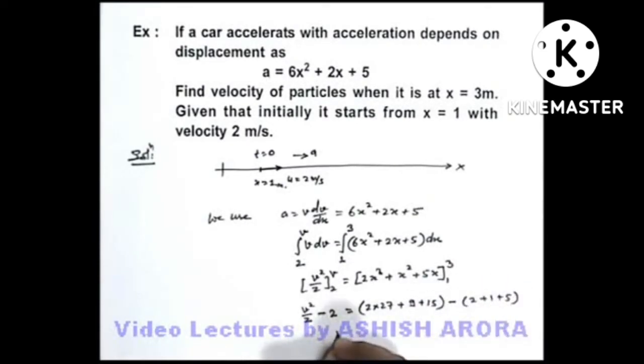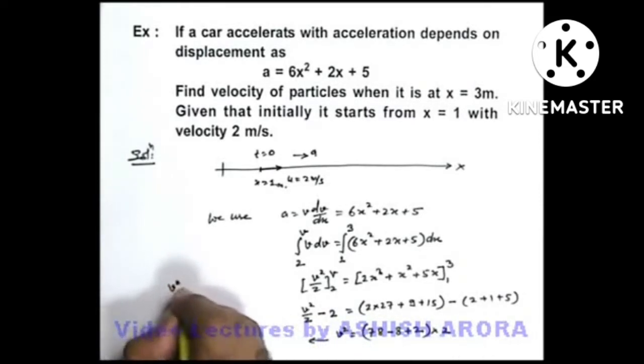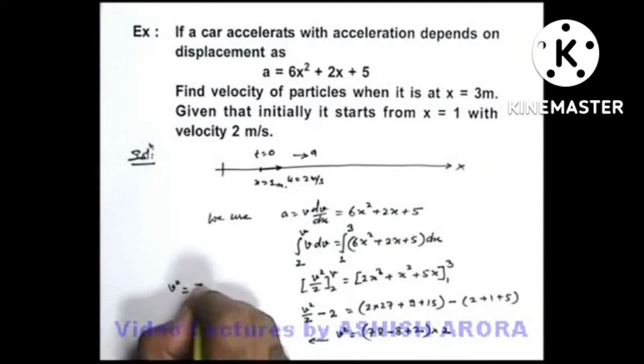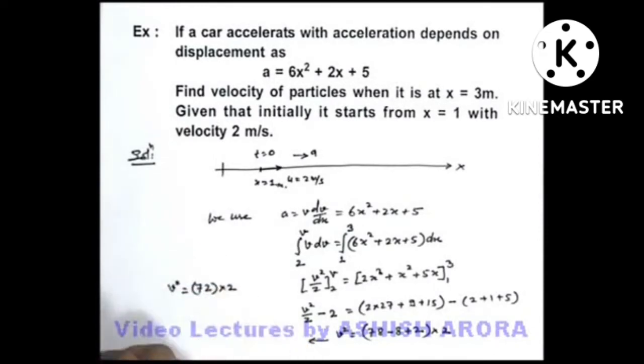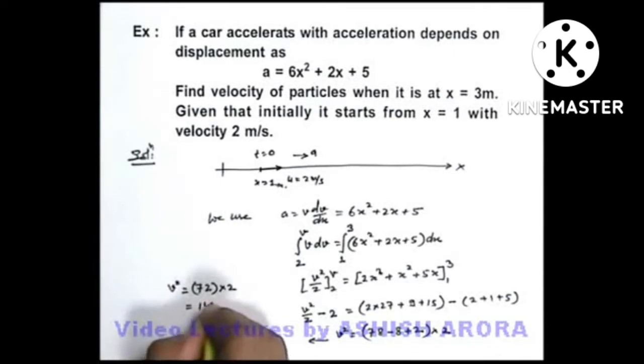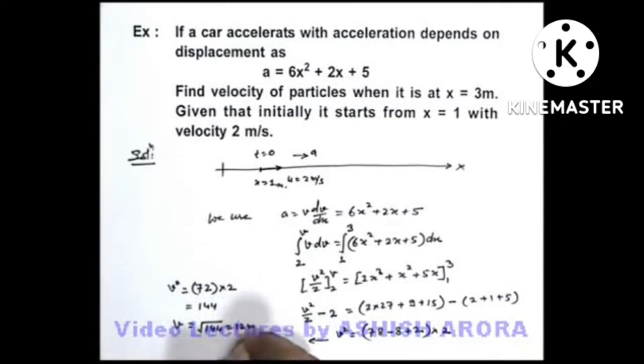You can see here we are going to get the value of v square as 78 minus 8 plus 2 multiplied by 2. So here we'll get v square equals 72 into 2. So this will be 144. So the value of speed we are going to get is root of 144, that is 12 meters per second. This is the velocity of the particle at x equals 3 meter.